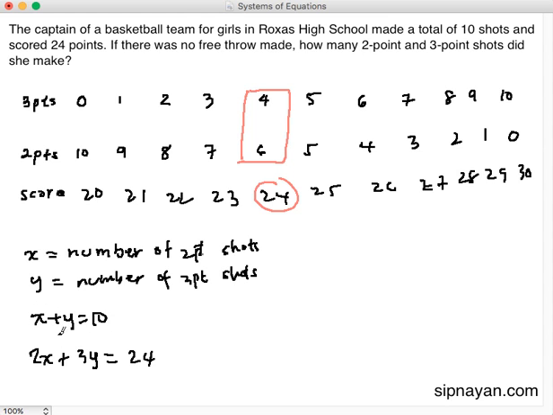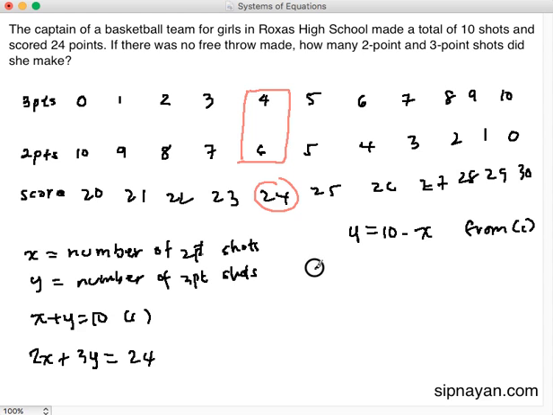So, isang strategy is to transpose itong isa sa mga variables natin dito. So, pwede natin sabihin y equals 10 minus x. This is from equation 1, di ba? And then we substitute 10 minus x to the value of y in equation 2, no?